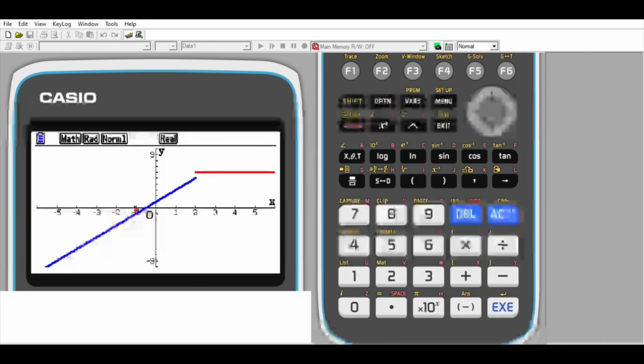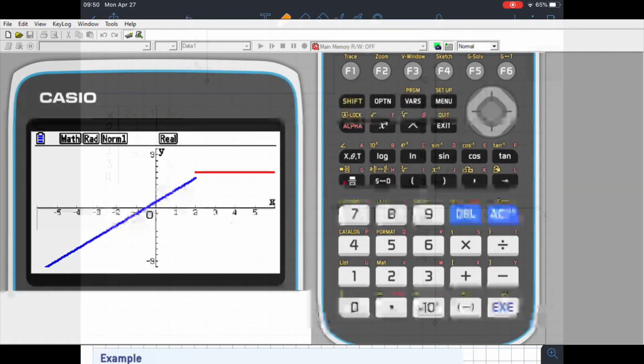And now you see that you'll get the piecewise function that we drew, right? From -6 to 2, we have the blue function. Then you see that there's a jump here. And then from 2 to 6, we're getting the second function, which is a horizontal line. So this is how we draw piecewise functions using the calculator.